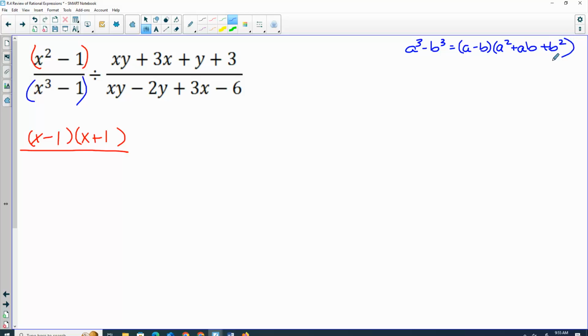And I told you that you didn't have to memorize that one. So when we have x cubed minus 1, that is just 1 to the third. So in my formula, my a is my x and my b is my 1. It factors into x minus 1, x squared plus x times 1, which is x, plus 1 squared, which is 1.